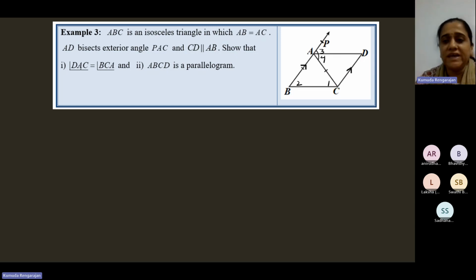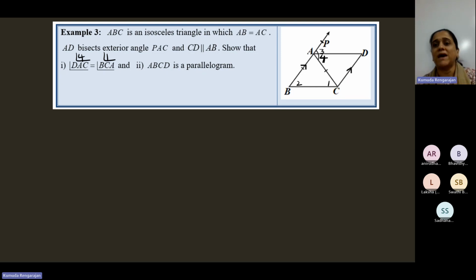Now we need to prove that angle DAC, which is angle 4, is equal to angle BCA, which is angle 1. We need to prove that angle 4 is equal to angle 1. Now don't say 4 is equal to 1 because alternate angles are equal.